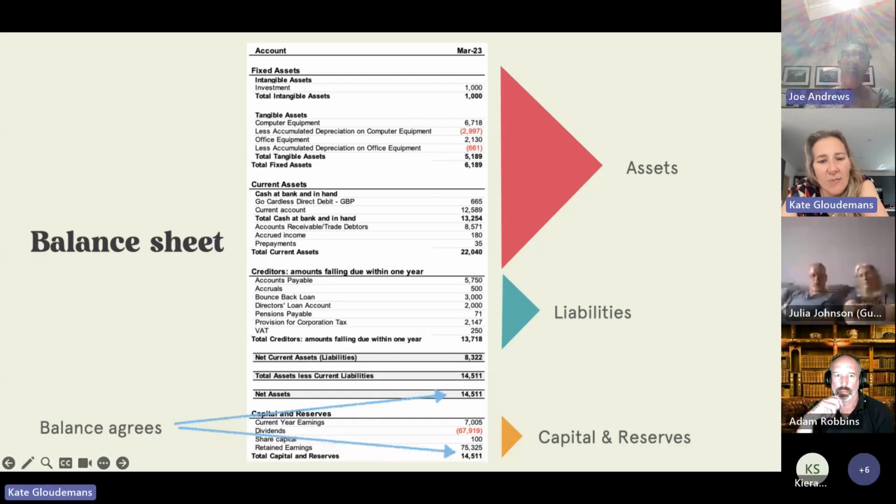Okay, so did you say, sorry, did you say that if you're a sole trader you don't need to do that? If you're a sole trader, technically you don't have a balance sheet. If you've used the cash basis, you technically wouldn't have a balance sheet.